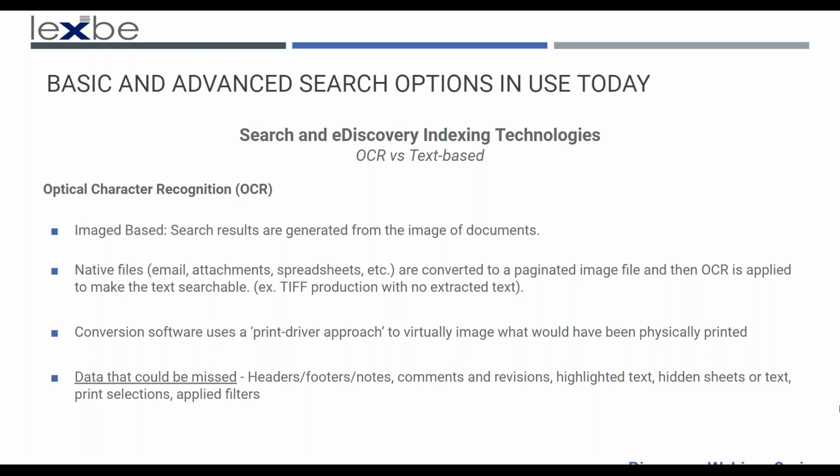So with OCR extracted text, you could miss headers and footers, any notes or comments that are placed on the document, so your red line comments. If you have highlighted text or hidden sheets within an Excel, hidden text in an Excel, any type of filters that were applied on an Excel, all of those are lost when your only option is a text-based index. So your image text is extracted, but your native document is not. So this can be prohibitive, especially if you're working with Excel documents or if you're in litigation where there may have been multiple versions of a contract going back and forth, for instance.